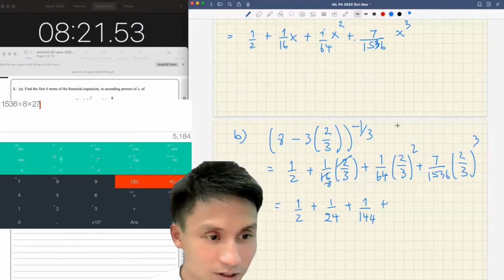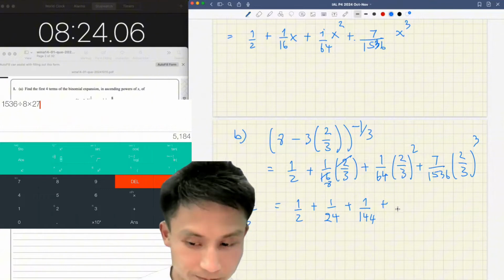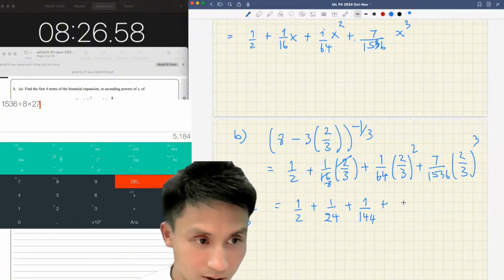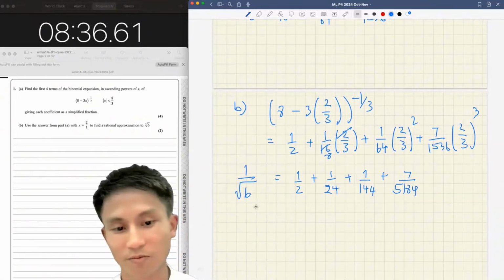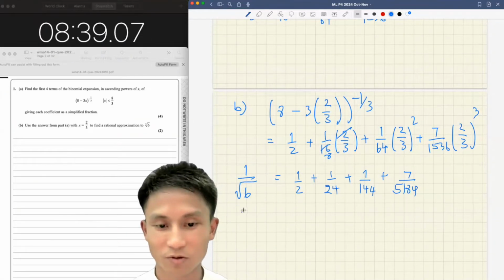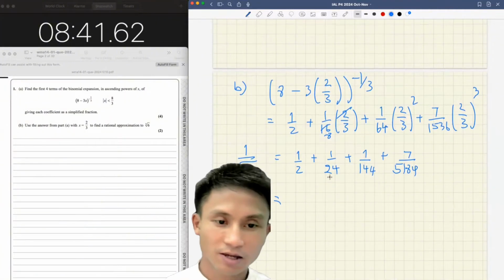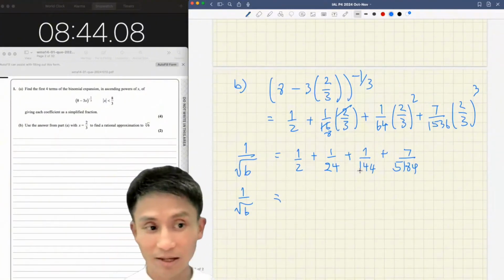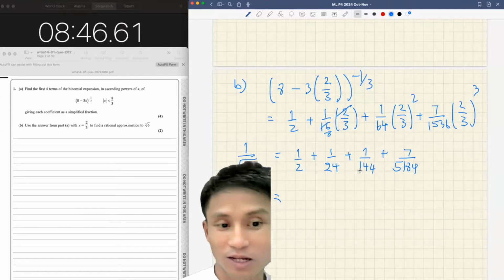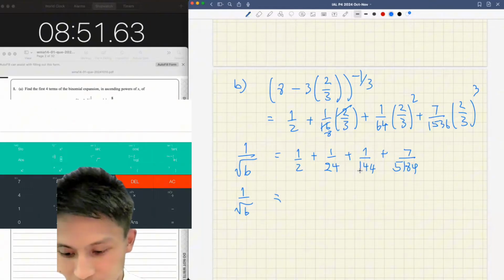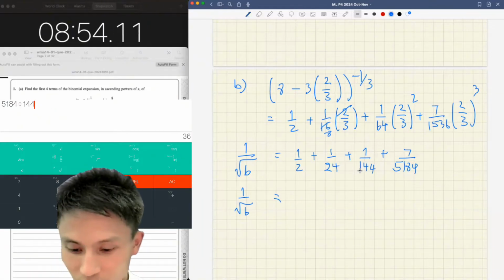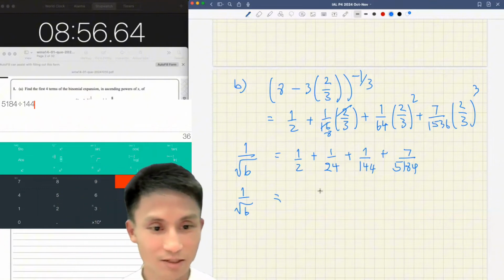ooh, that's a large number. Okay. So that's going to be 7 over 5184. Okay. And if I do all those fractions, I get the approximation. I just flip the fraction basically. So 1 over root 6 equals, you just simplify the fraction here. Seems like 5184 could be the lowest common multiple. Let me try 5184 divided by 144. See if I get it. Yeah. So that's 36. So okay.